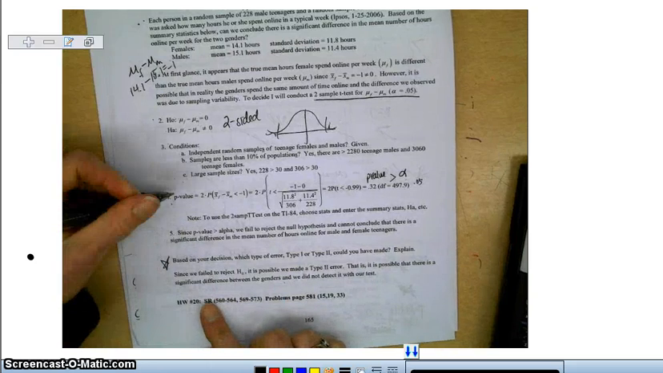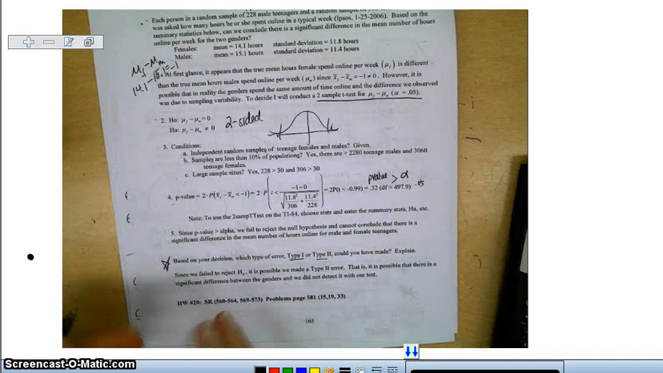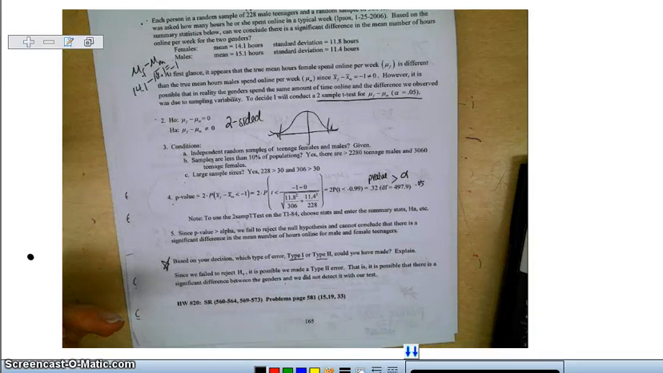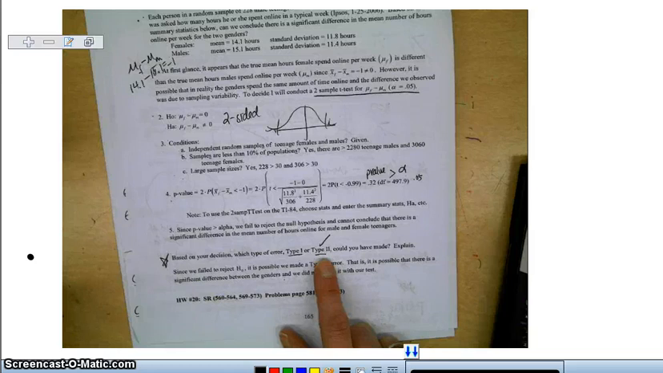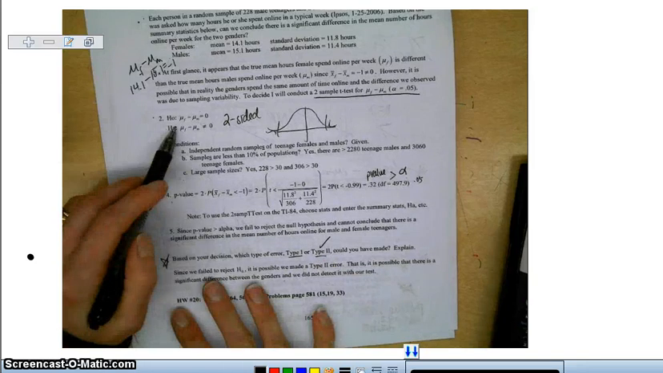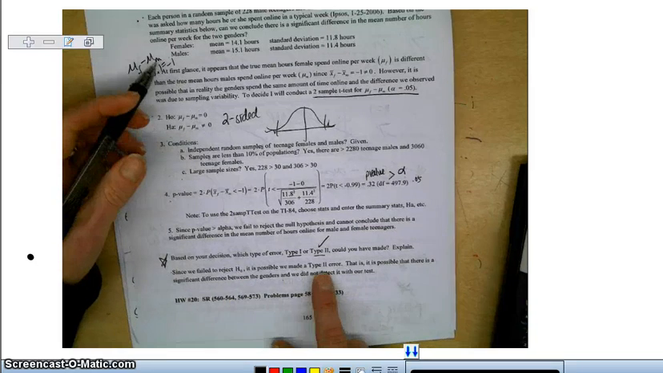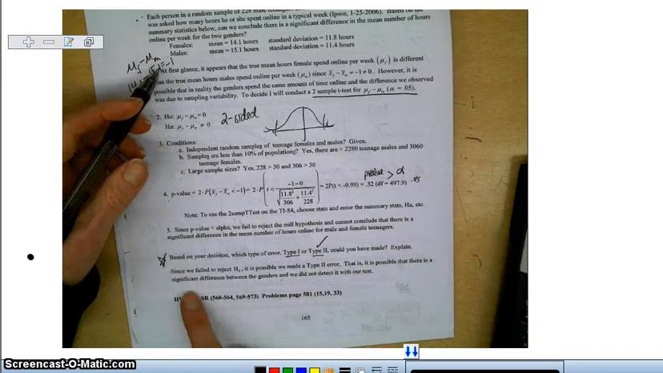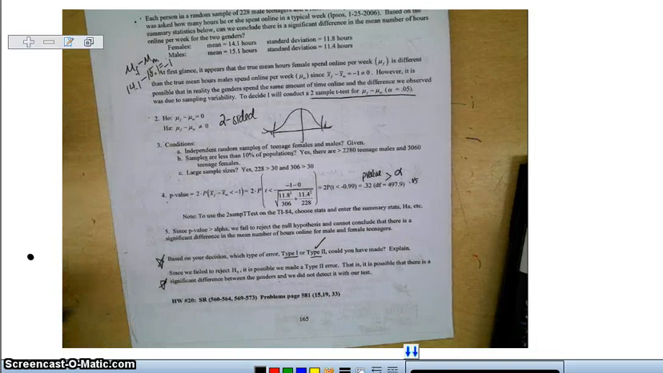So based on our decision, which type of error, type 1 or type 2, could you have made? Explain. Whenever you fail to reject the null when it's false, that's a type 2 error. Fail false. Type 2 has 2 falses. Fail to reject the null when it's false. So in other words, I decide that there is no difference, but that's not true. There actually is. So since we failed to reject, it's possible we made a type 2 error. That is, it's possible that there is a difference between the genders and we did not detect it with our test. So that's describing it in the context of the problem.